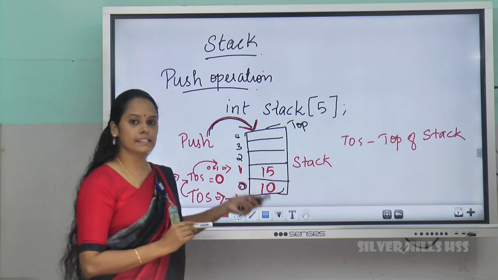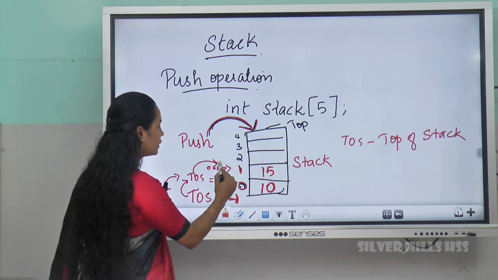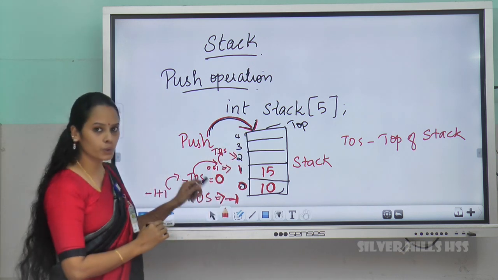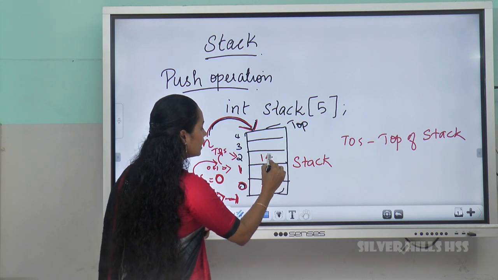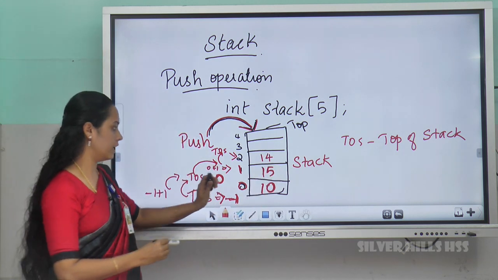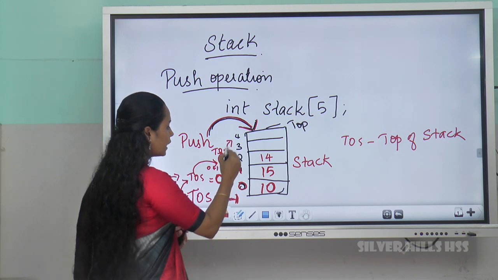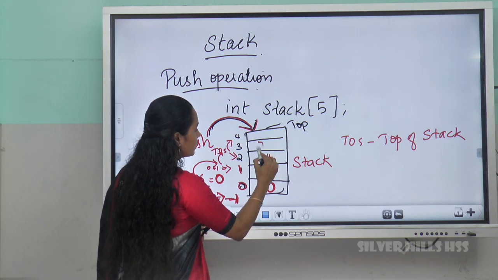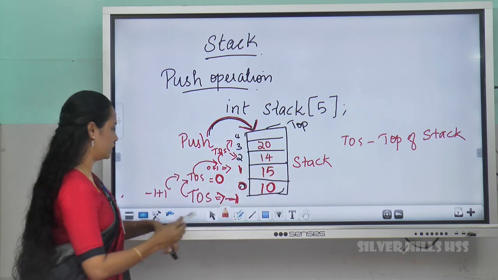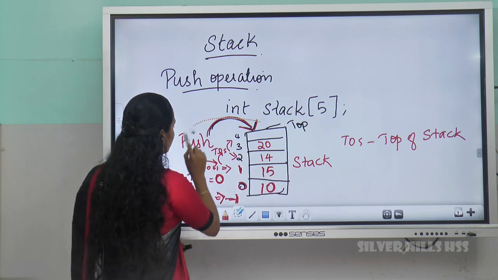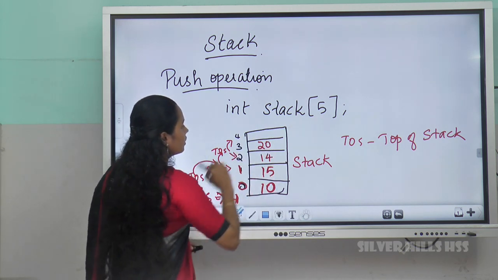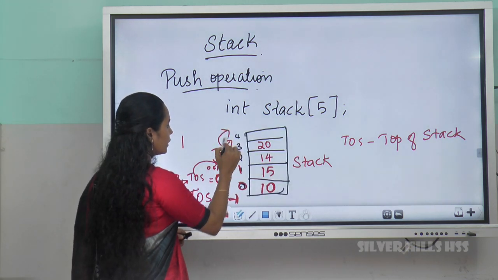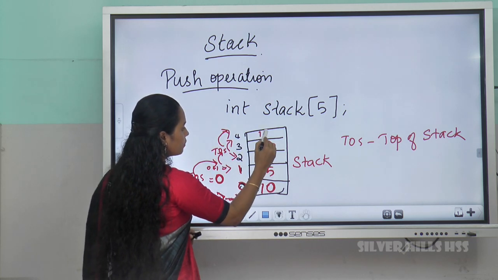And if you want to insert the next element, what you have to do? Again, you have to increment the value of TOS. Then TOS will become 2, and you can place an element that is 14 or any value as you wish inside that position. Then again, if you are inserting one more element, the position of TOS will become 3, and you can insert the element. Suppose it is 20. Now see that if I am going to insert one more element, then top of stack will become 4, and then here I am inserting an element called 18.